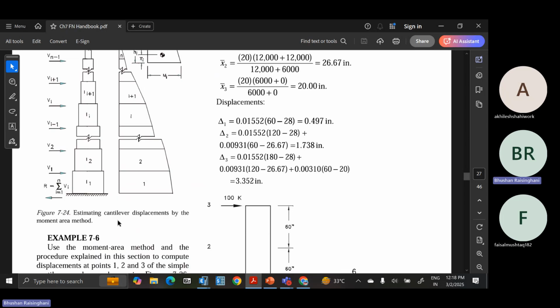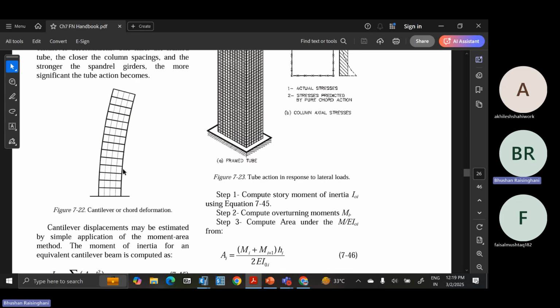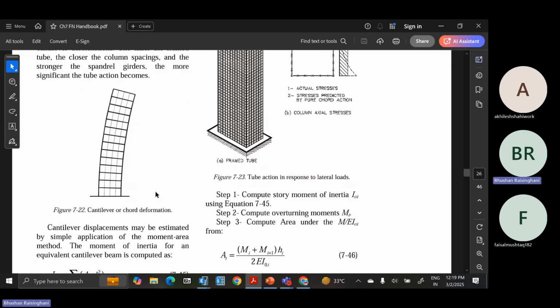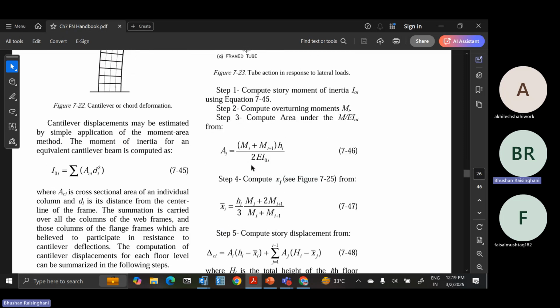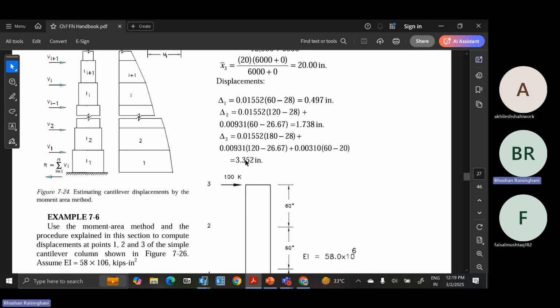Now, how to estimate the cantilever displacement by the moment area method. Using the moment area method also, you can obtain the displacement, and this is applicable to slender buildings, let's say tall buildings, not even high-rise, and buildings that are mostly controlled by flexure, very high-rise buildings. In which the cantilever method is possible, in that case you can use this moment area method to estimate the displacement of the building. So these are all approximate methods to estimate the displacement based on the moment of inertia calculated at each floor.